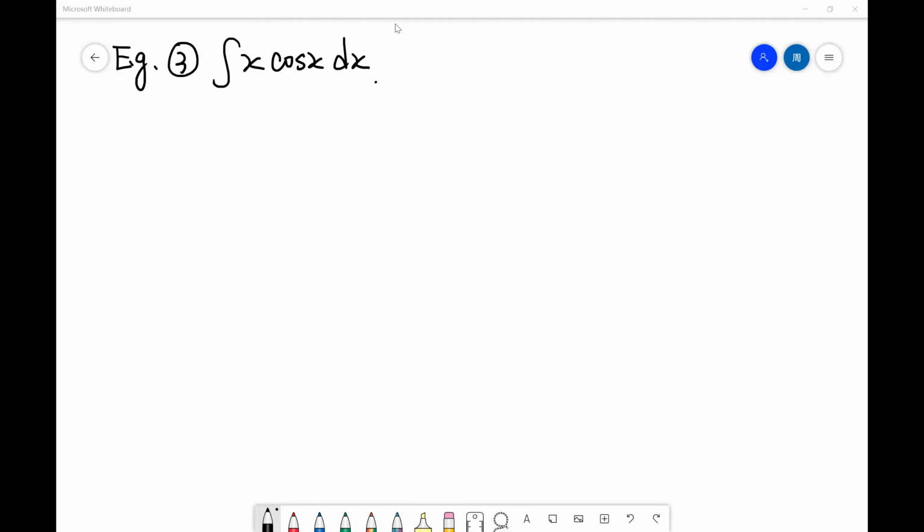I'm really happy to see that you know how to use the formulas for integration by parts, and you can finish the question so fast. So that is happy news for me. So here we will solve it together.